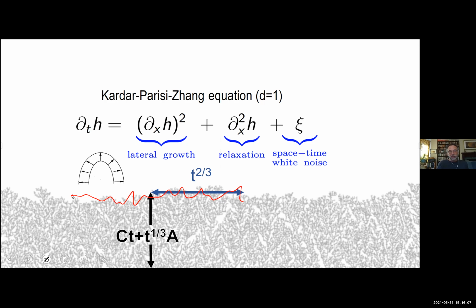And it lives on a scale t to the 2/3. So that should say A of t to the minus 2/3 times x. And here you have a different Airy process, because you can see from the picture that this thing started out with a flat interface.